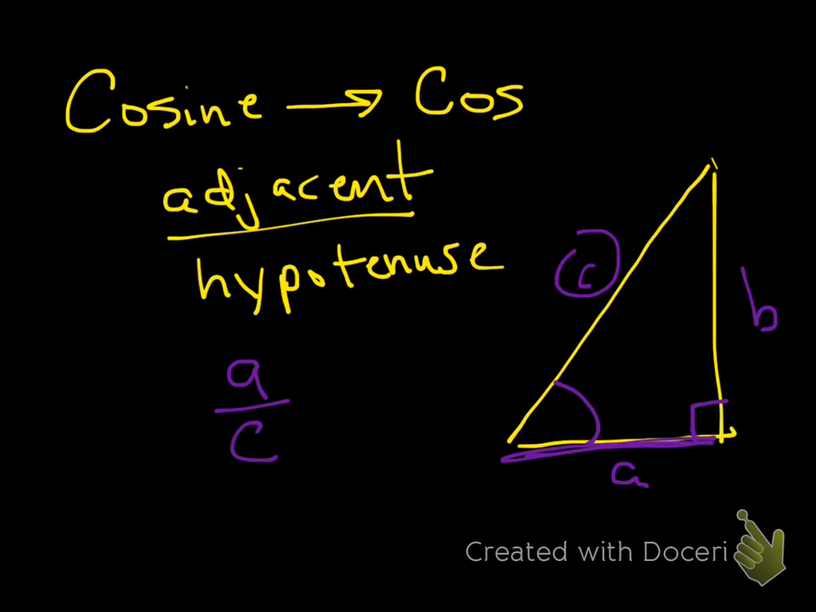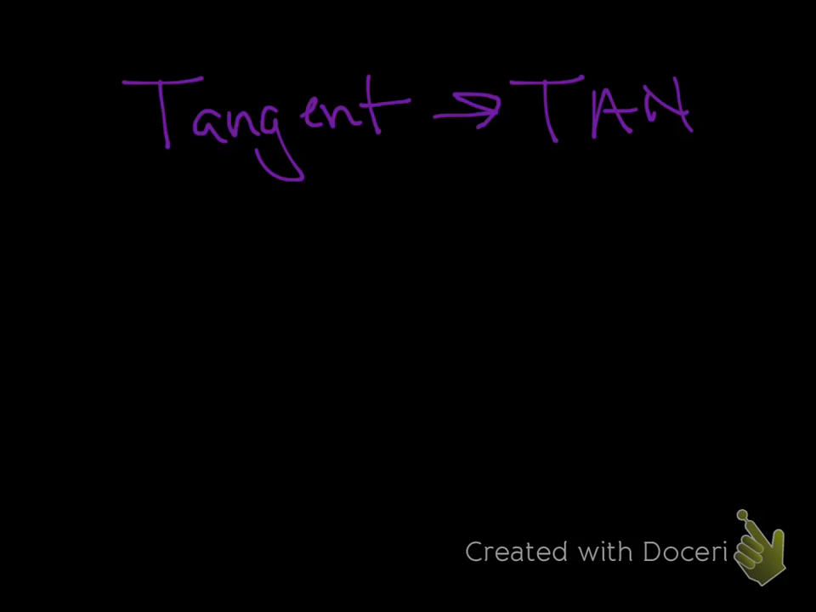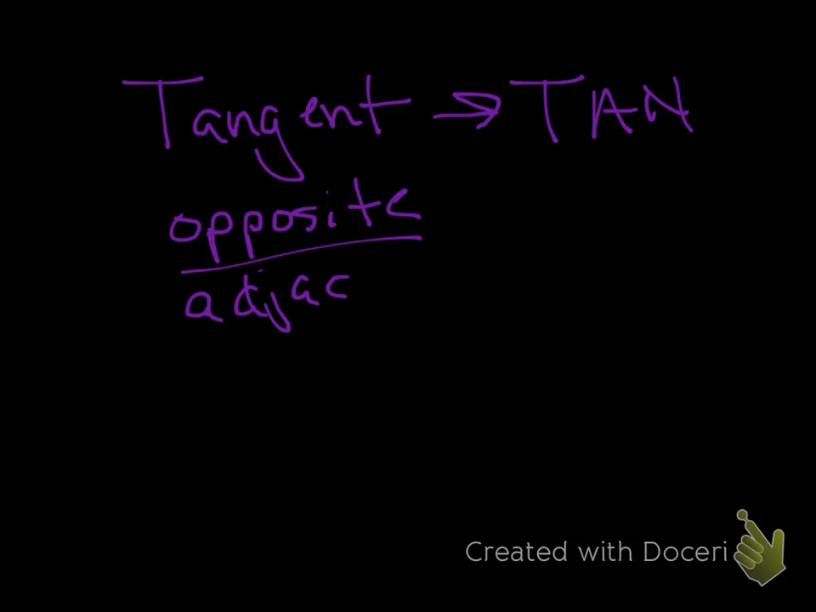All right, now for tangent. I like tangent, not sure why, I just do. Okay, and that one is TAN. All right, and this ratio is talking about the opposite over the adjacent. If you notice, this one doesn't have a hypotenuse in it.